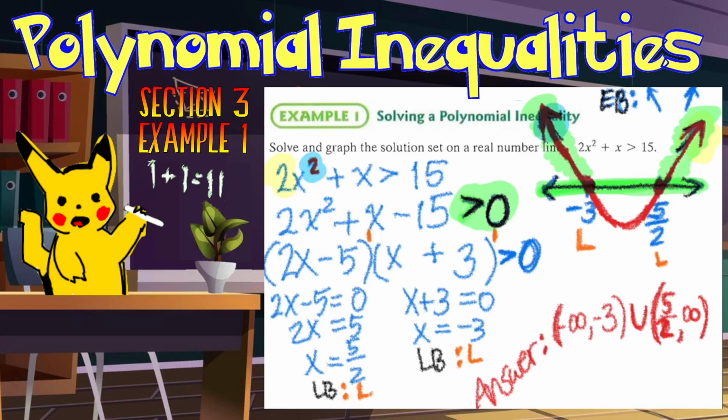Infinity's always got a parenthesis because you can never actually reach infinity. We just approach it forever. So there is my final answer to the question in interval notation. If you truly needed to draw this on a number line, it's essentially the number line that I have up there, right? -3 and 5 over 2, right? 5 halves, same numbers. And we shade here, open circle.